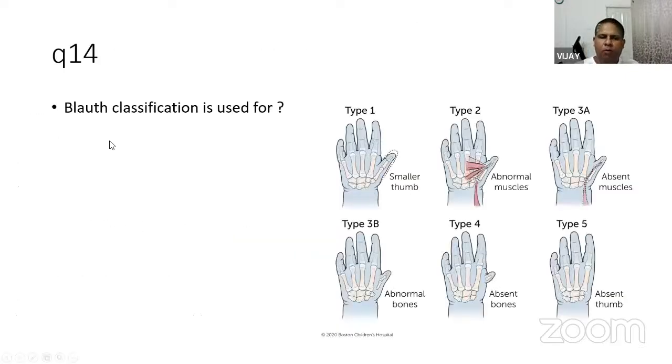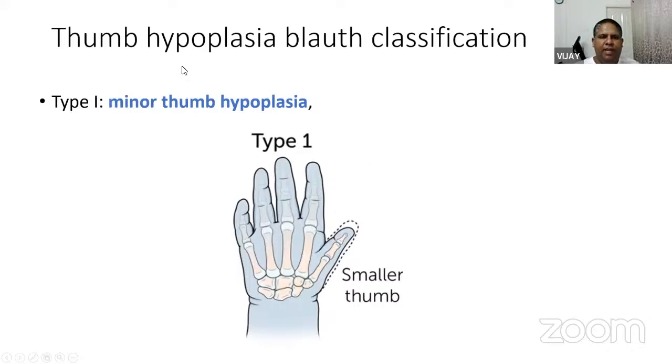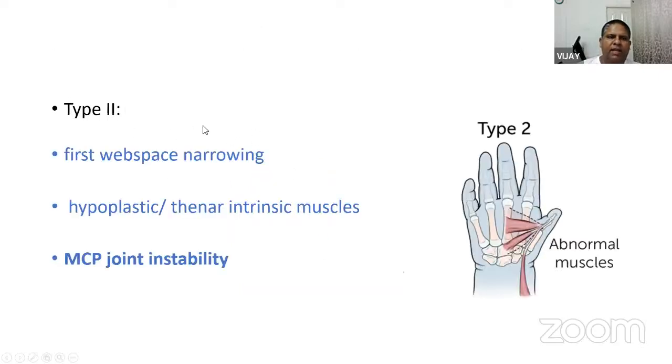Next question is, what is Blauth classification used for? Blauth classification is used for thumb hypoplasia. Okay, let us see the various Blauth classifications. Type 1 is a minor thumb hypoplasia, only a smaller thumb is there. Type 2 has first web space narrowing, hypoplastic thenar or intrinsic muscles, and MCP joint instability.